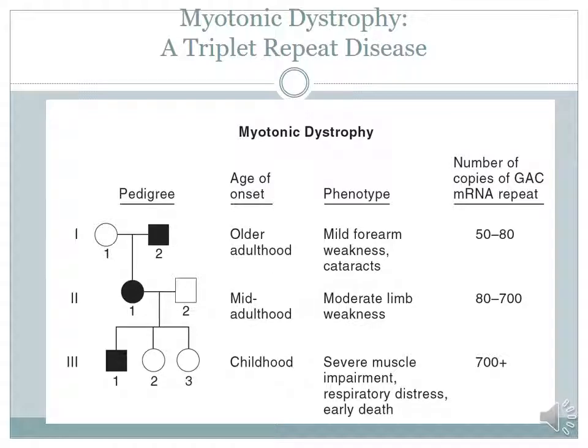This is a pedigree of myotonic dystrophy, a triplet repeat disease. In this, we can see how you can explain anticipation. In some diseases, the symptoms worsen from one generation to the next and have a physical basis. The gene is expanding as the number of repeats increases. So we look here at the first generation where the number of copies was 50 to 80. We go to the second generation, it's 80 to 700. And then when we get into the third generation, it's 700 plus. And you can see at the phenotypes here how they change and how much more severe the disease becomes.